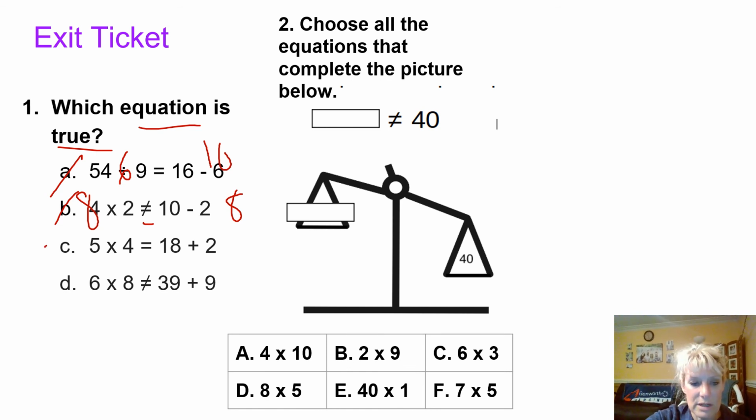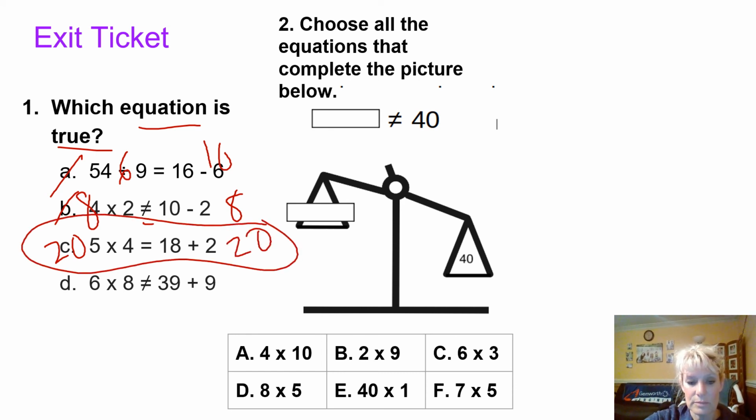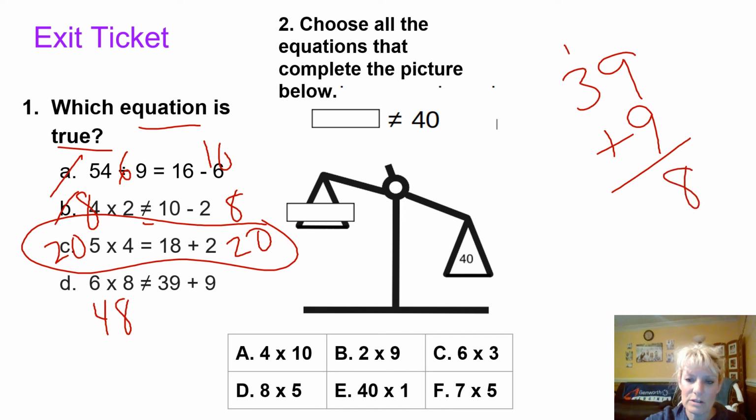5 times 4 is 20, and 18 plus 2 is 20. That actually equals one another. And we have 6 times 8, which is 48, and we have 39 plus 9, and if I'm not sure, I'm going to go ahead and add it over here. Oh, 48 equals 48. Do you see that not equal sign? So guess what? That doesn't make sense either. So if you chose C, you were correct.